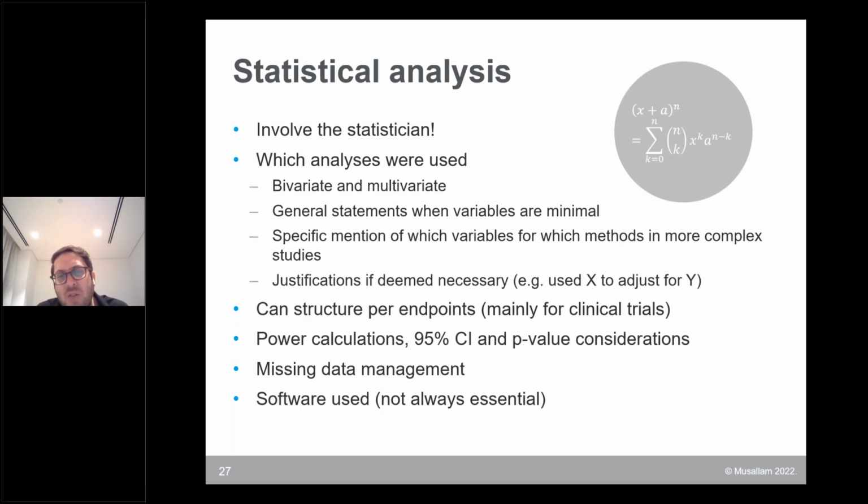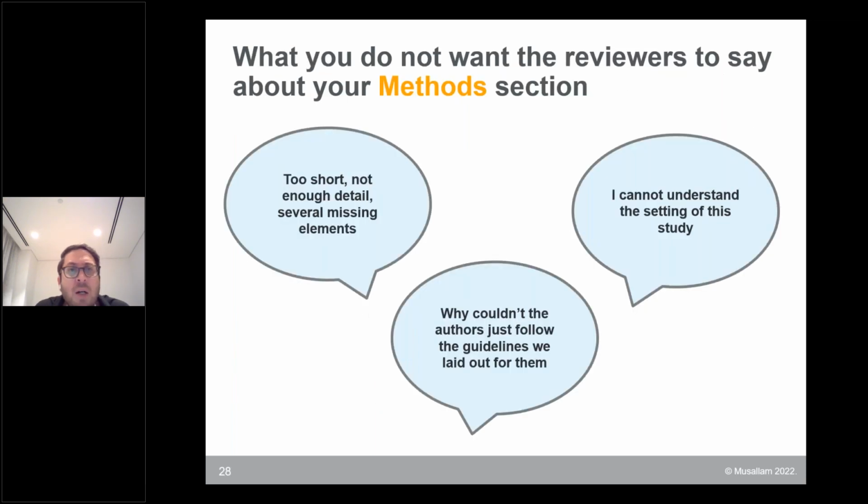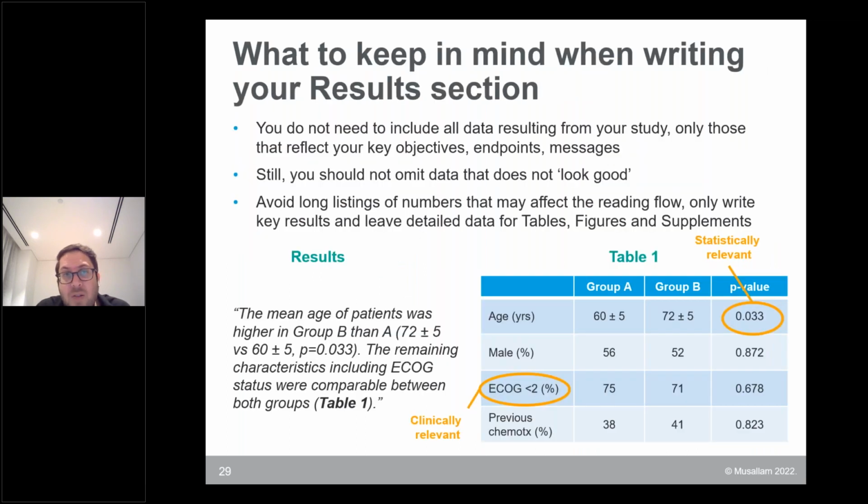And sometimes journals ask you to put the software you use. To be honest, I don't see why that is relevant. I usually don't unless it's asked of me. But sometimes they ask you to say you used SPSS or SAS or Stata or something like that. The main things that you don't want the reviewers to say about your method is that it's too short or it's not enough detail, I can't imagine how these people did the study, or that you're not following the guidelines.